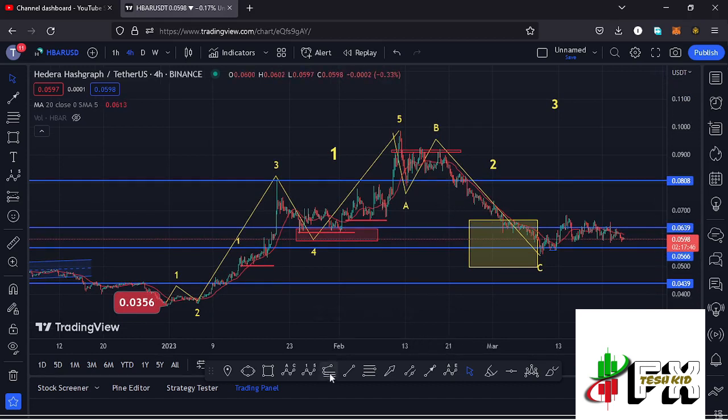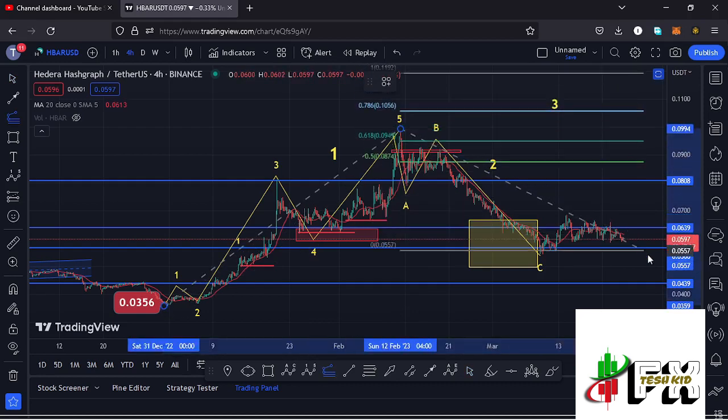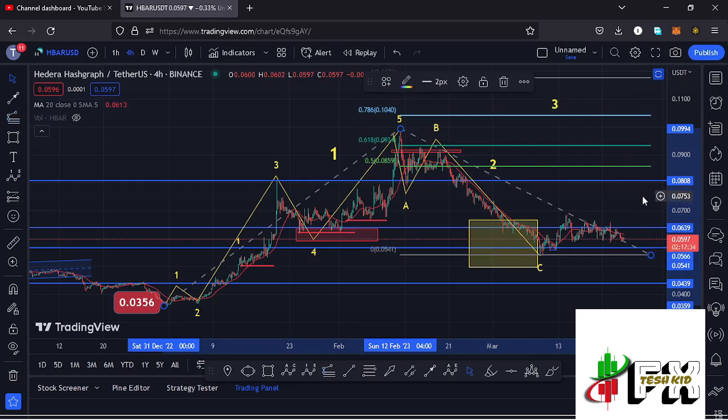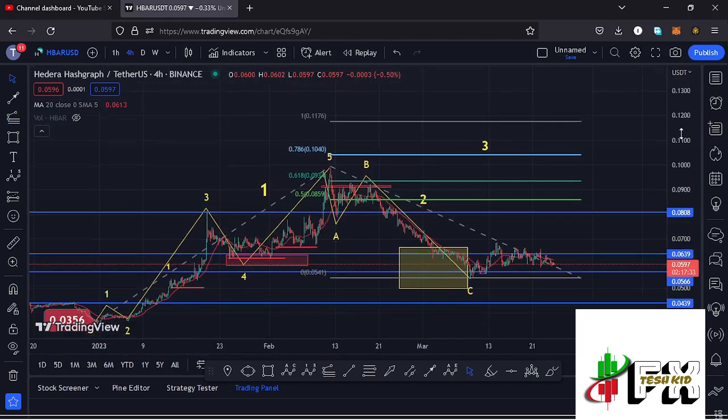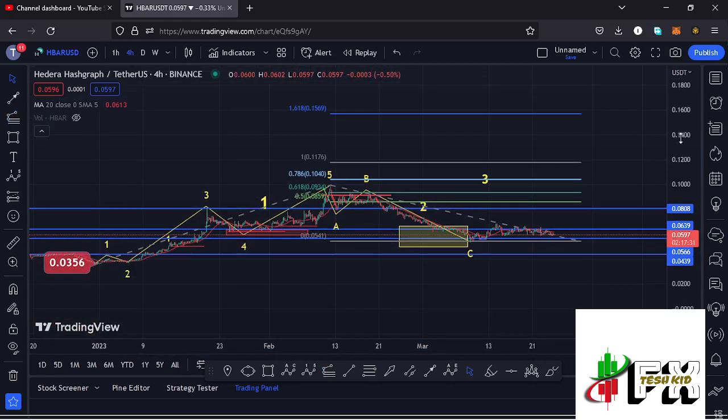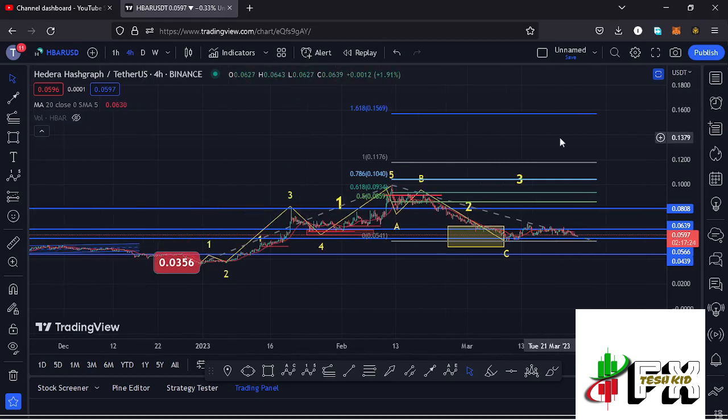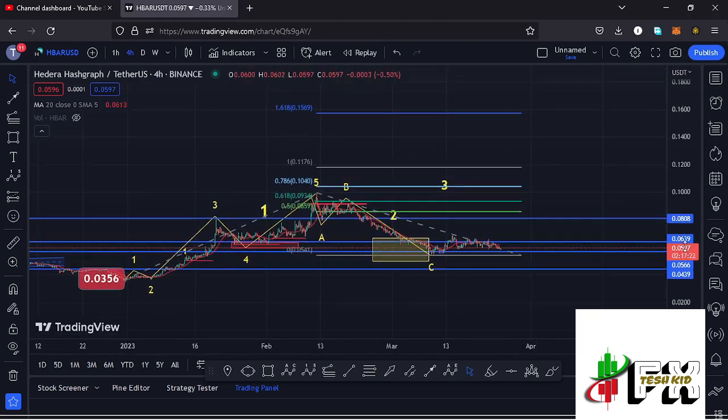Allow me to first sketch out a target area to the upper side in the formation of that wave 3 by connecting the trend-based Fibonacci from the low of the first wave to the high of that wave 1, then dragging the fibs to the low of the second wave, and that now gives me a minimum target area to the upper side in the formation of that wave 3 at the fib level 1.618, and that is at around the $0.1569 mark, and that is the minimum that I'm expecting that wave 3 to the upper side to do.